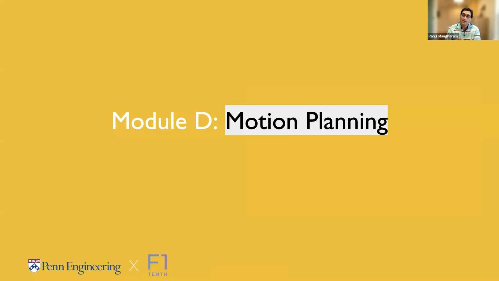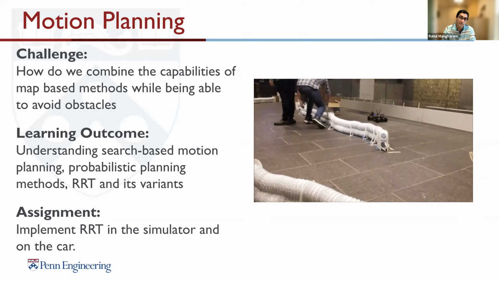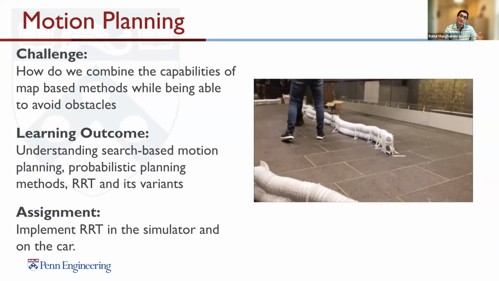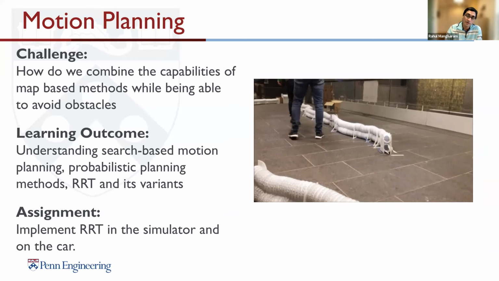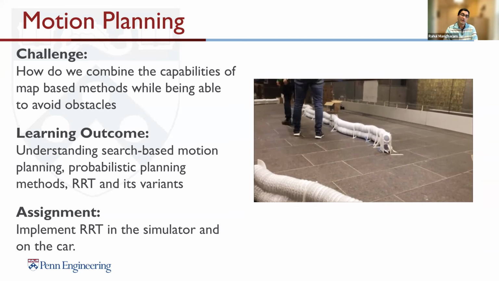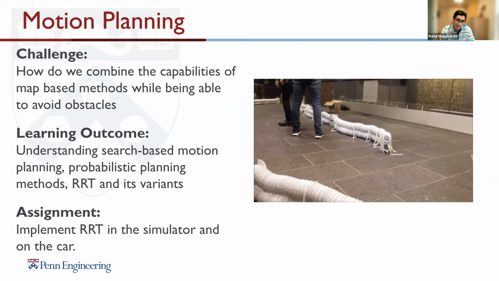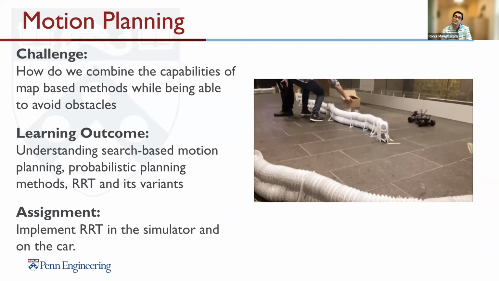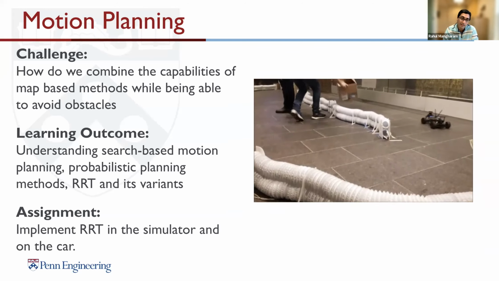And then we get to planning around a racing line, right? How do you figure out different algorithms for global planning and then local planning? And how do you combine these capabilities of these map-based methods while being agile and adaptive to obstacles that are not necessarily known on the map a priori? How do you navigate around that, right? So we'll help you understand search-based motion planning, probabilistic planning methods, RRT and variants. That's rapidly exploring random trees, right?